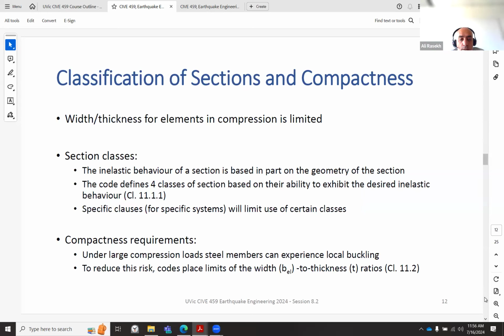Classification of sections and compactness. Width over thickness for elements in compression is limited, and there are also section classes. The inelastic behavior of a section is based in part on the geometry of the section. The code defines four classes of section based on their ability to exhibit the desired inelastic behavior. So you should double check with clause 11.1.1 and use the members that can go ductile.